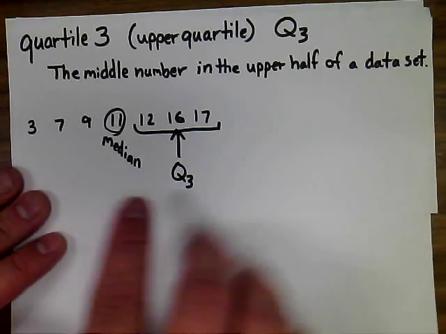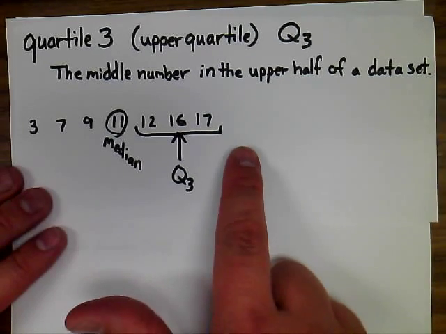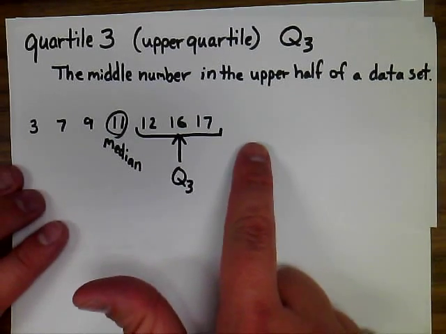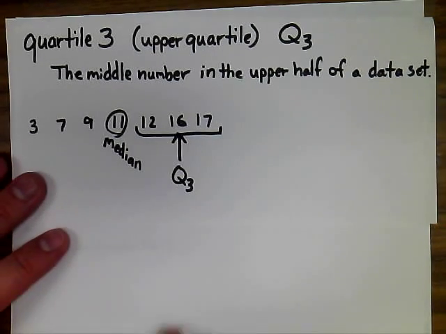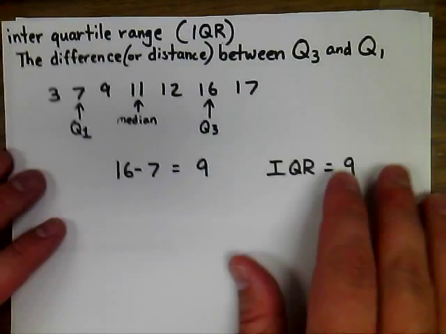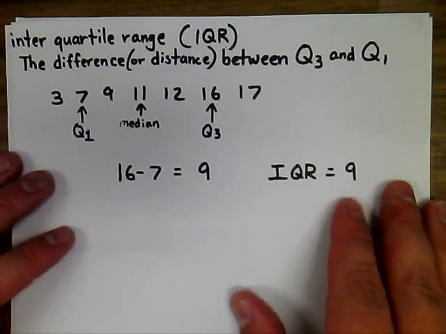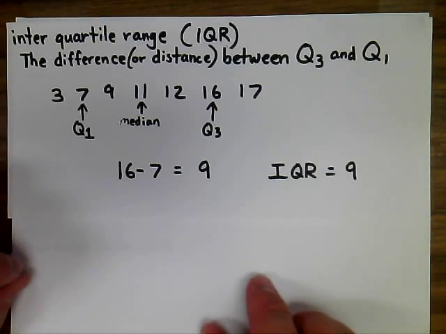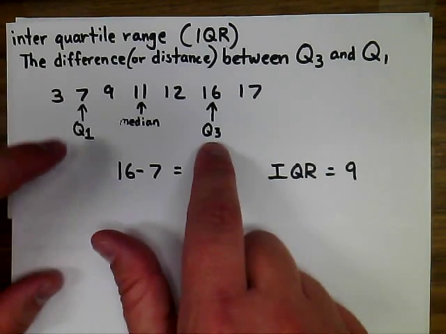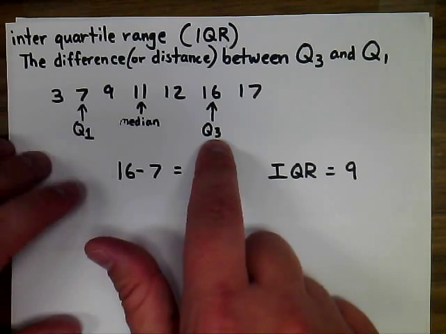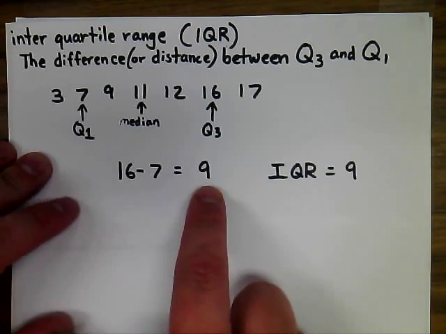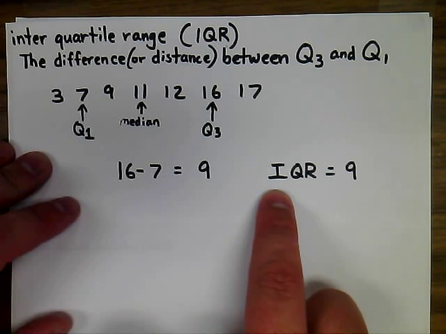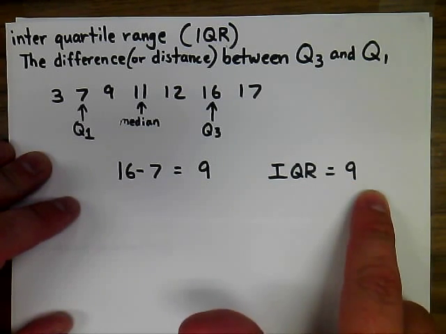Quartile 3 is the same thing, but it's on the other side of the data set. So the middle number in the upper half of the data set would be quartile 3. So you can see the 16 is quartile 3. Now, the interquartile range is calculated just like when you found range of the whole data. The interquartile range is the difference between quartile 3 and quartile 1. So since quartile 3 is 16, quartile 1 is 7, you'd subtract 16 minus 7 to get 9. So your interquartile range, or your IQR, would equal 9.